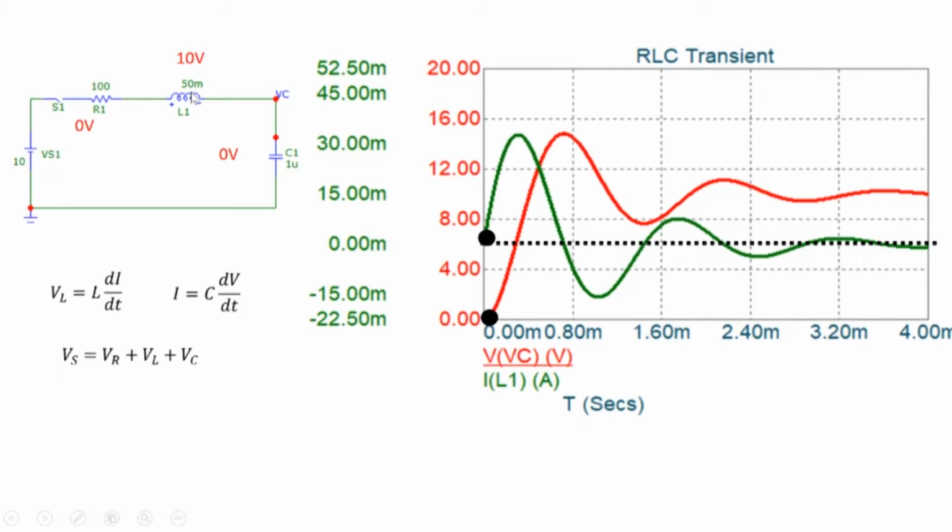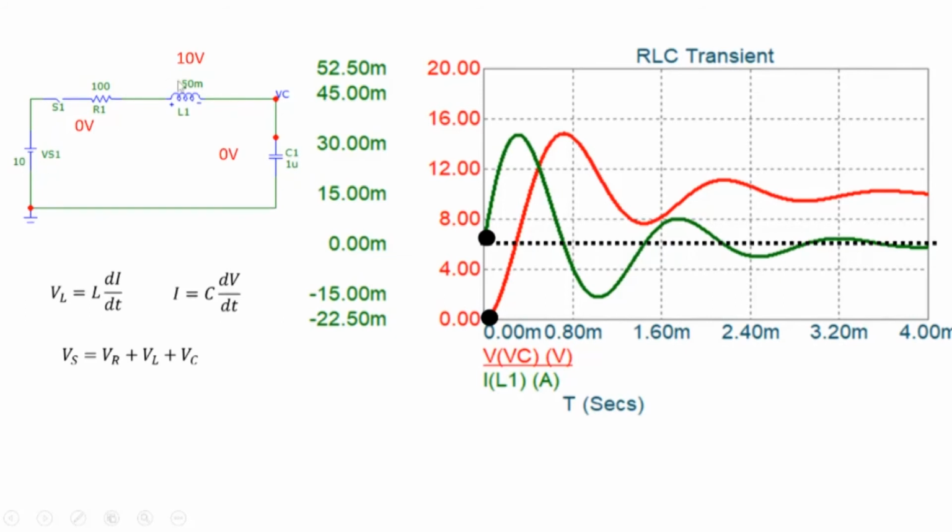So the current remains 0. Note that the scales, the green one is the scale here. The current remains 0, and the capacitor voltage also remains 0 here. So that's what we have indicated, 0, 0 here. But KVL has to be satisfied. So where does this 10 volt go?